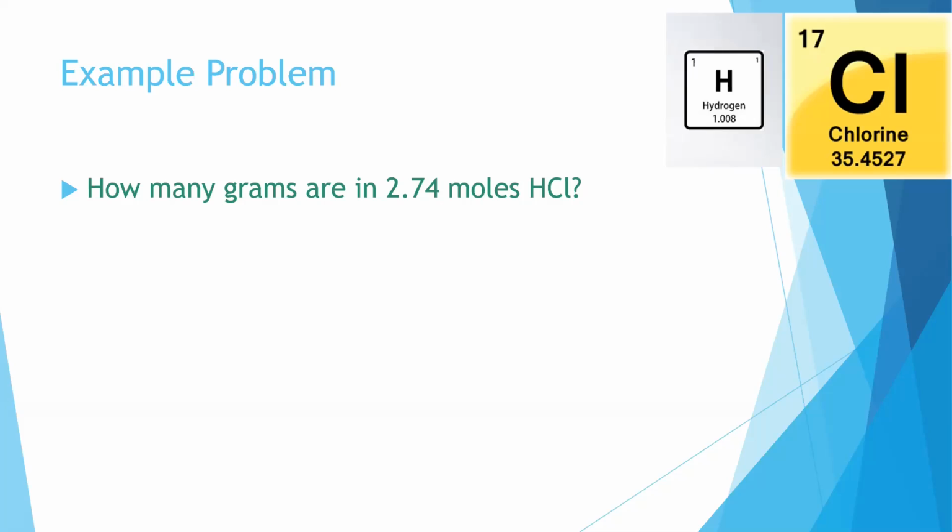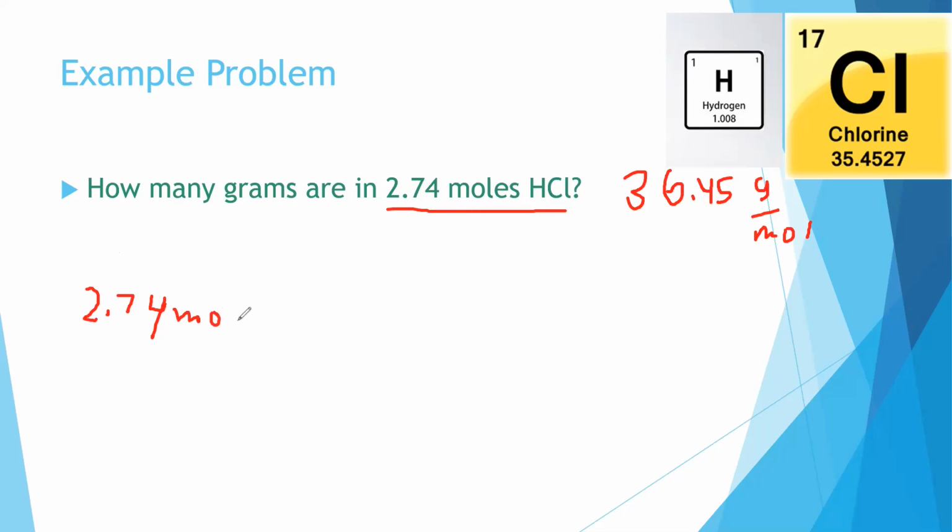So just calculate the molar mass. So I'll start solving it now. Because we did it earlier, I'm not going to recalculate. It's 36.45. And remember the units are grams per mole. So the only thing we have is 2.74 moles. And the only thing we want to find is the grams, so we use molar mass. Because we want to cancel out the moles, we're going to multiply it by the molar mass.